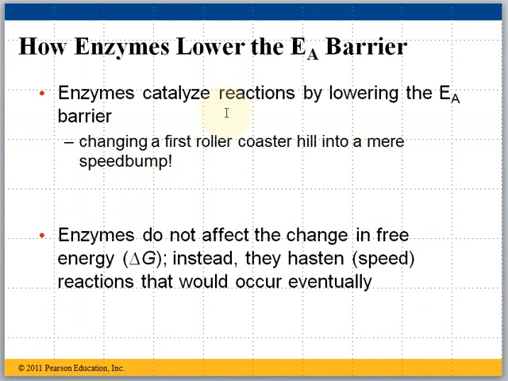What the enzyme does is it lowers that first hill. It doesn't change the process, but it lowers the energy of activation barrier. So it makes that first big roller coaster hill into just a little speed bump, and the rest of the roller coaster gets to proceed as it usually would. The enzyme doesn't affect the change in free energy. All it does is lower that first initial hill to speed up the reaction that would have occurred eventually on its own if there was enough energy, say thermal energy, in the environment.